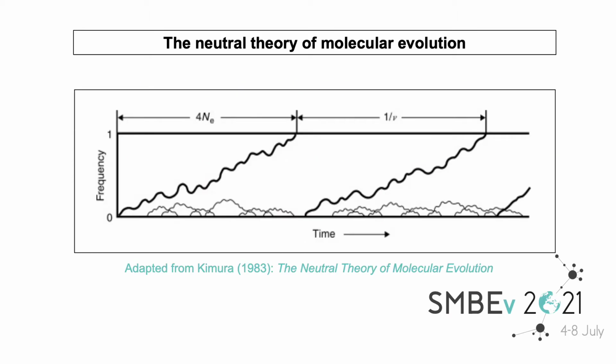Here is a picture from Kimura's 1983 book depicting how the neutral theory of molecular evolution works. If you look at the x-axis, this is time in terms of the number of generations, and the y-axis is frequency, running from 0 to 1. When we talk about a mutation fixing, that means it rises to a frequency of 100%. The heavy lines represent neutral mutations that are destined to fix. And you can see that this neutral mutation fixed, and it took 4 Ne generations to do that.